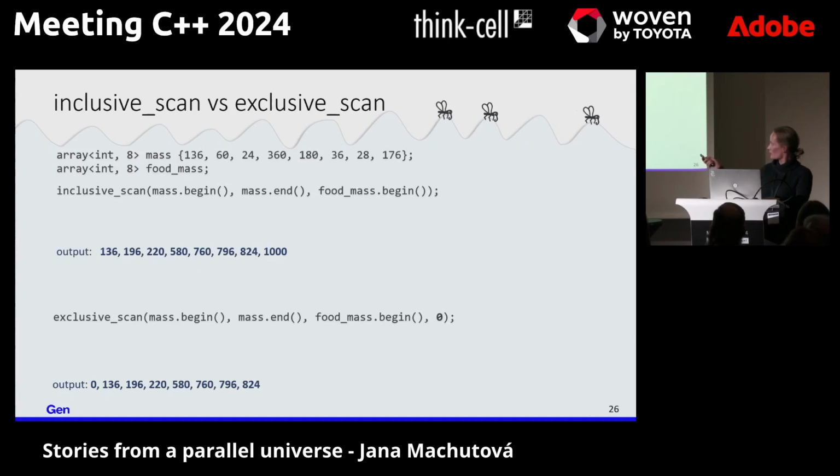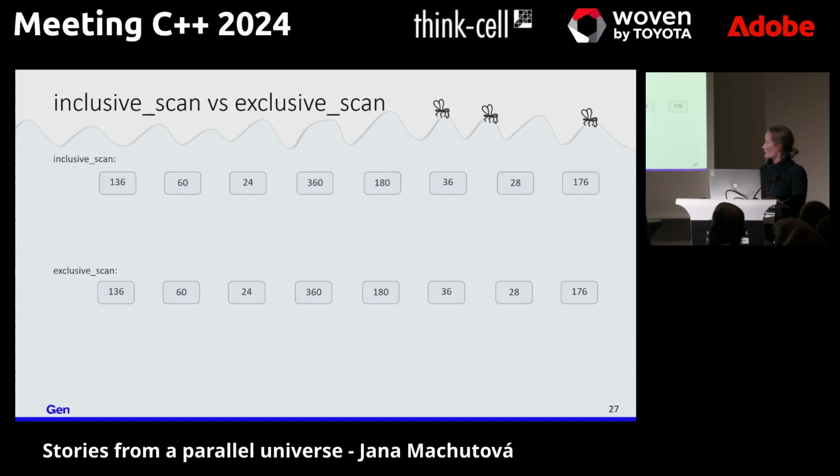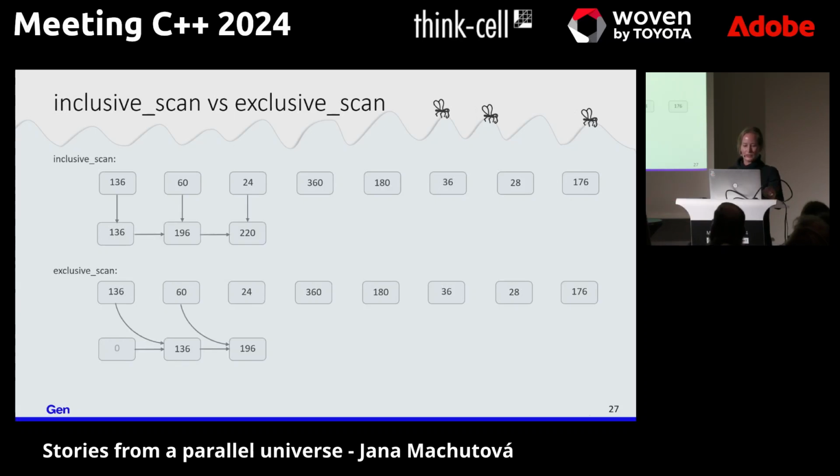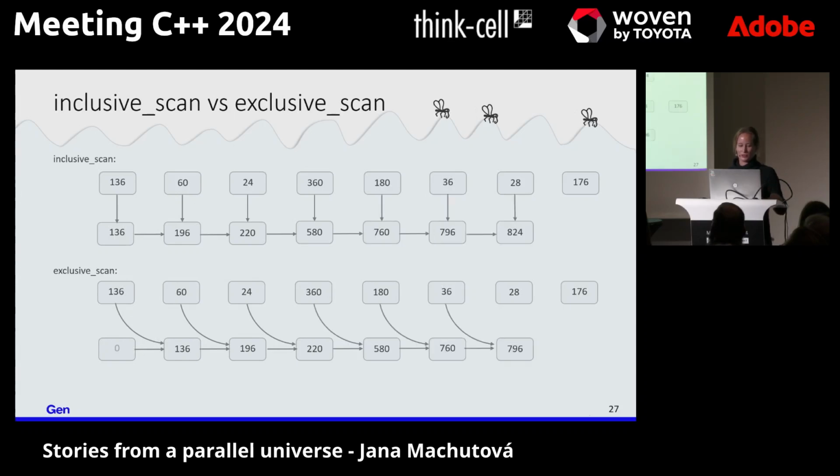So what you will get are those results. Basically, I will show it in a flow. In exclusive scan, first you get the initial value, which you put there. In inclusive, you get the first item. So I think it's pretty understandable. This is the difference if you take the previous or the current.